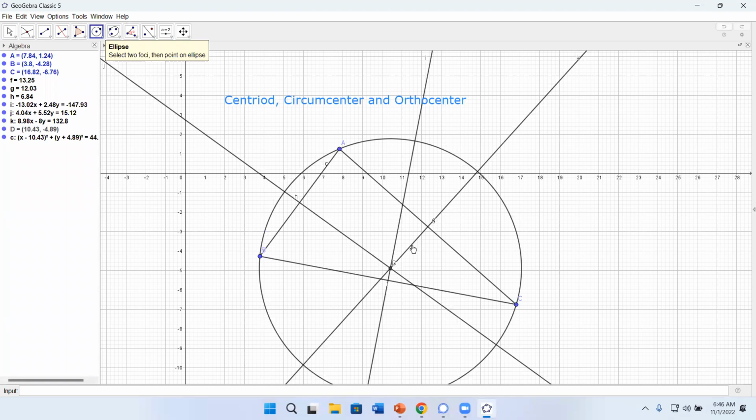So this is a circle going all around the triangle. This is the circumcircle all around the triangle. So it's called a circumcircle. And the center of the circumcircle is called the circumcenter. So this is what we have done before. We have done the circumcenter. So if we draw, this is this point.